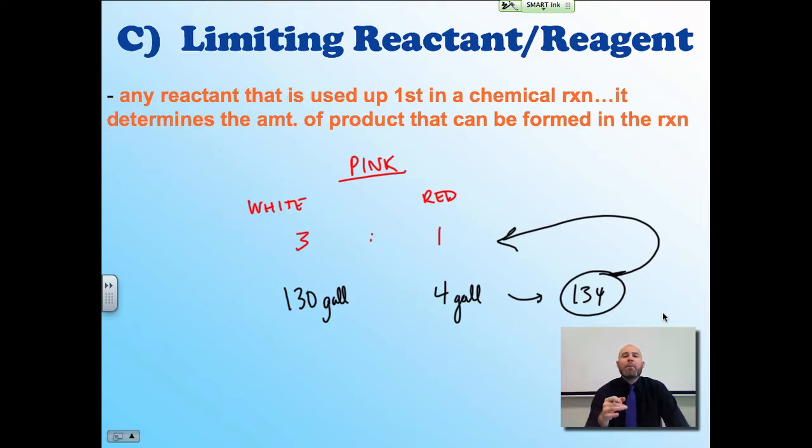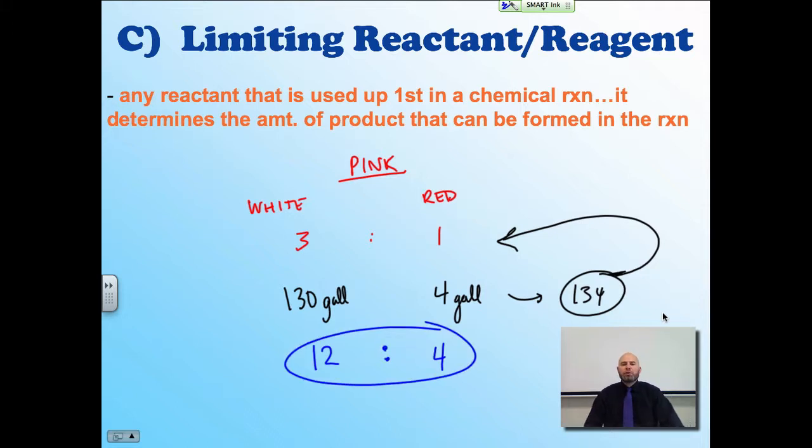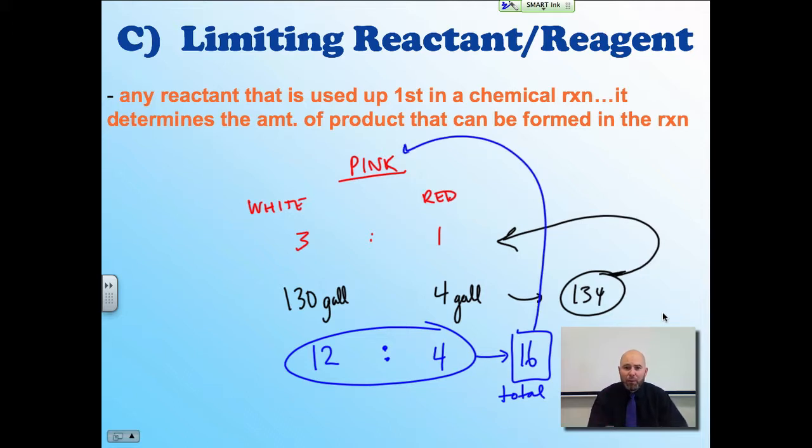One of these reactants, one of these reagents, the red or white gallons, is going to limit how much I can produce. And I bet a lot of you can see, well, if I have 4 gallons of red and I want to keep that 3-to-1 ratio, then I would only use 12 of that 130. So I could make a total of only 16 gallons of my pink colored paint, because I want to keep that 3-to-1 white to red ratio, even though I have 134 gallons.